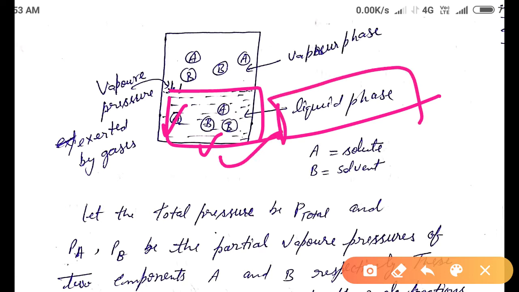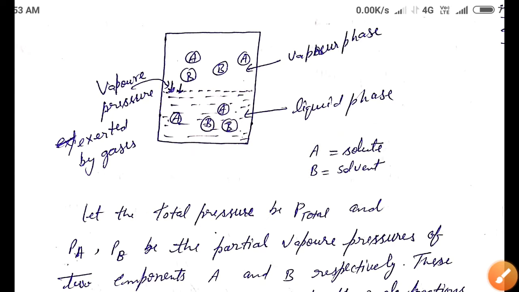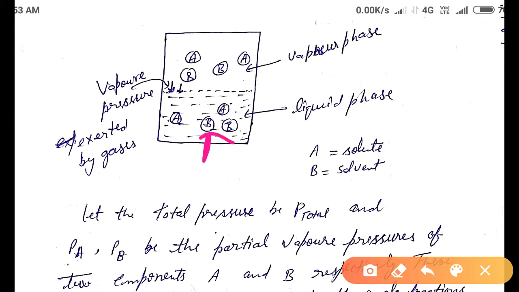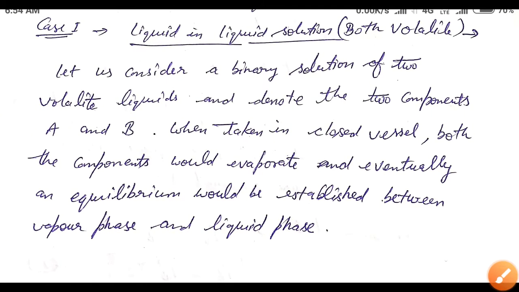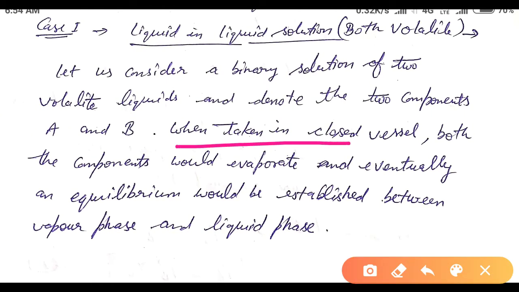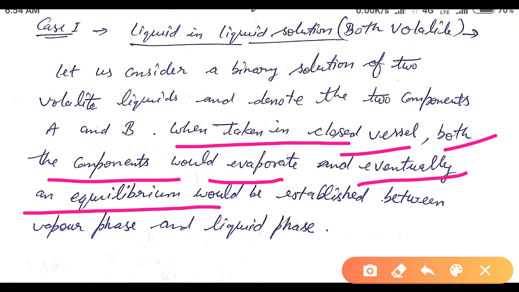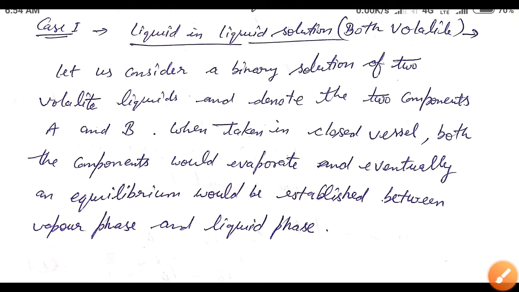This is the liquid phase, and when they are heated up, these molecules go into the vapor phase. A and B are both in the vapor phase, so these are volatile. When taken in a closed vessel, both the components would evaporate and eventually equilibrium would be established between the vapor phase and the liquid phase.